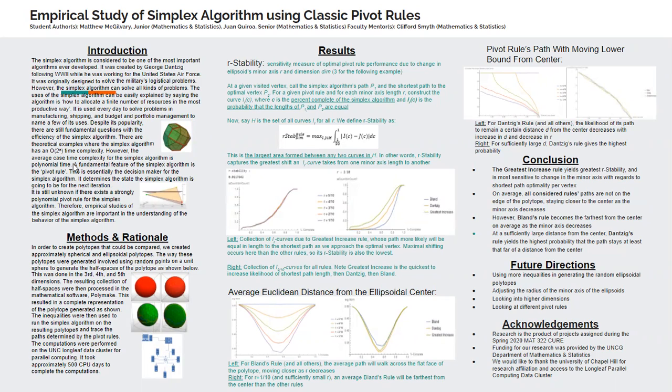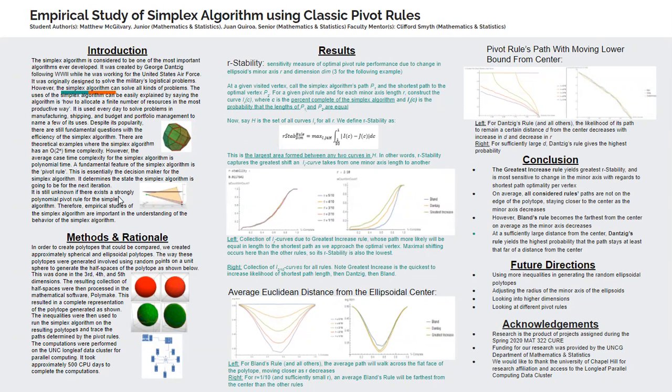It uses what's known as a pivot rule to decide which vertex to move to at each iteration in the process. You can see in this picture right here that in our project, we use Dantzig's rule, the greatest increase rule, and Bland's rule. So here, if we wanted our objective to get as high as possible in this polytope, Dantzig's rule would move from this black point to this red point, while the greatest increase would move from this black point to this green point.